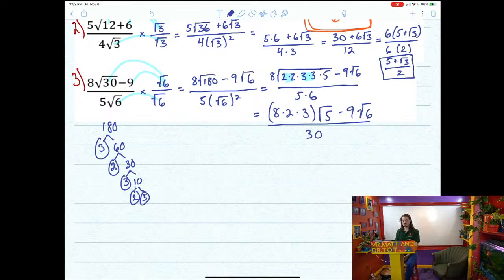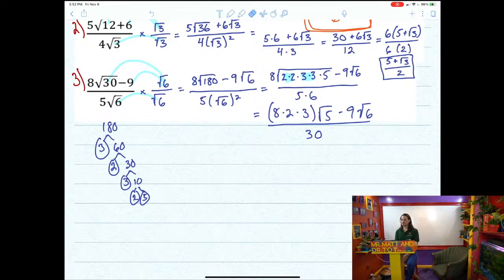60 breaks down into 2 times 30. 30 breaks down into 3 times 10, and 10 breaks down into 2 times 5. So the square root of 180 is the same thing as the square root of 2 times 2 times 3 times 3 times 5. And so we have a pair of 3's and a pair of 2's, so we can pull 1, 2 and 1, 3 outside.